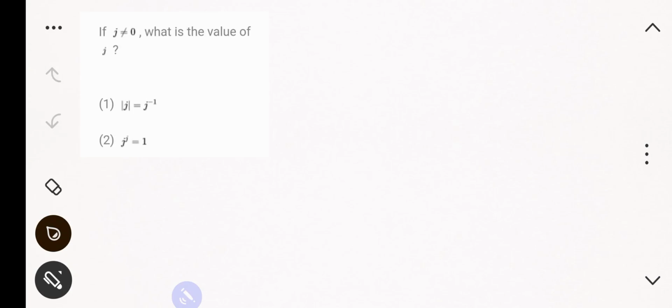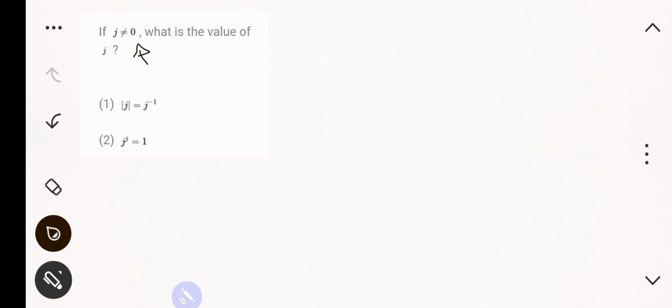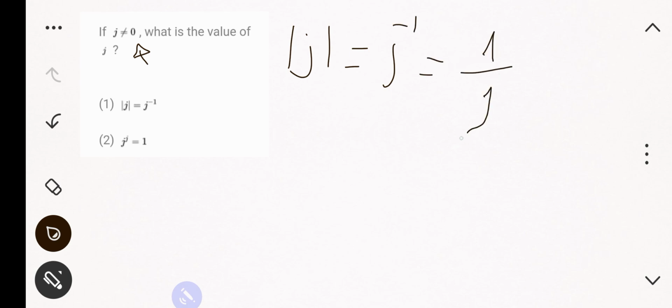So in this question, we have to find the value of j. Sorry, let me just erase this. We have to find the value of j, since j is different than 0. So in this first question, first statement, modulus of j equals j minus 1, it equals 1 over j. And it means that it's minus j or j.